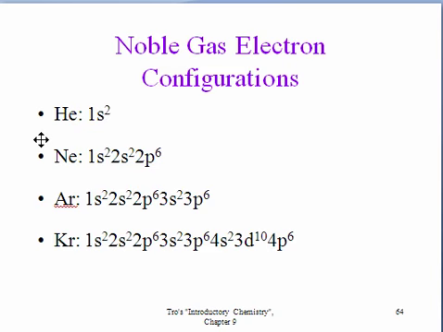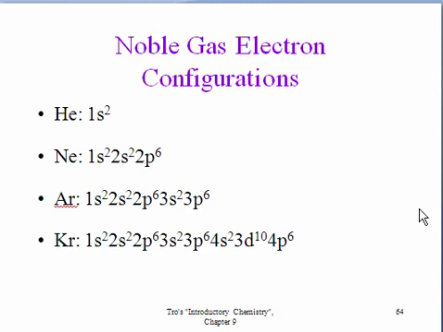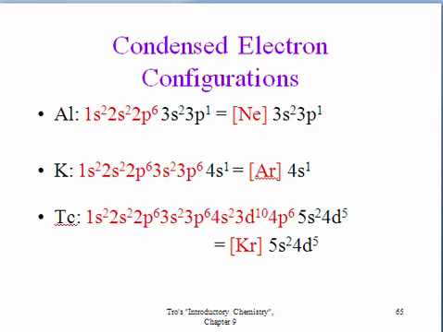Let's look at the first four noble gases. And remember, the noble gases are the last column, or the last family, on the right of the periodic table. What makes the noble gases so special is that they have completely filled subshells, and that is what makes them so incredibly stable. Filled subshells are very, very stable. So we're going to use this concept that they have filled subshells to help us take some of the work out of electron configurations.